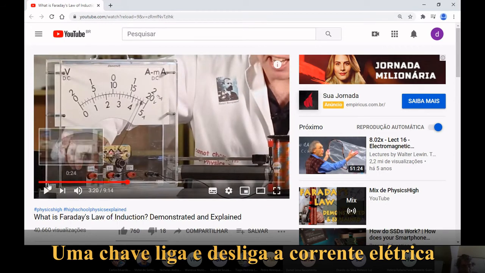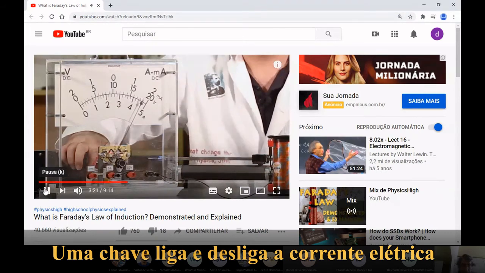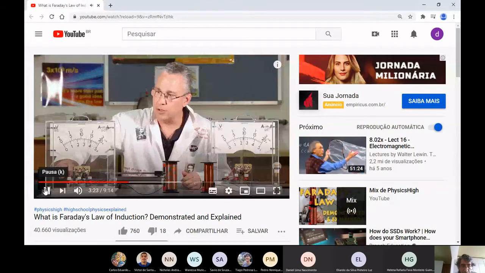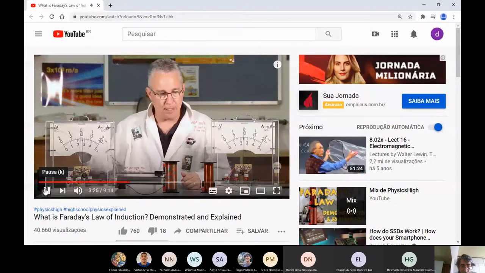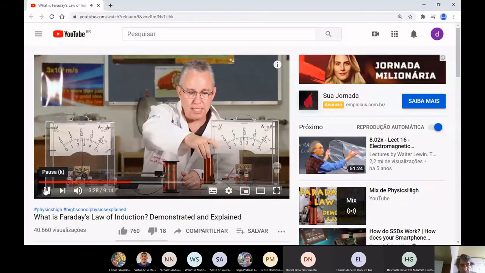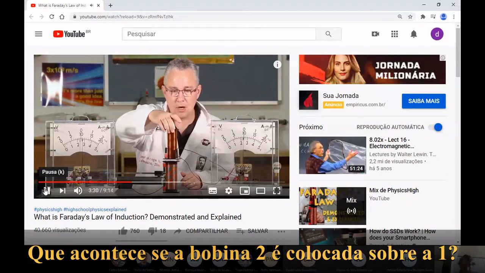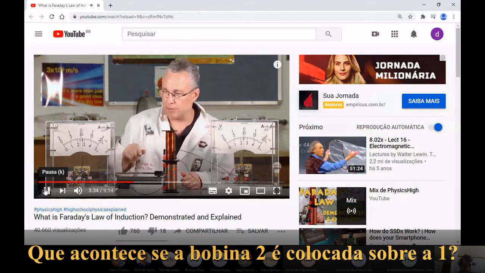A current is flowing through the solenoid. And of course, it will turn to zero when I turn it off. Now, what happens if I place this on top of the solenoid like so? There's no connection to the bottom solenoid.